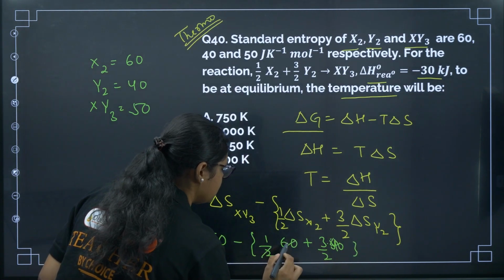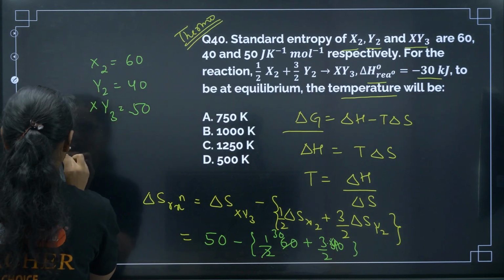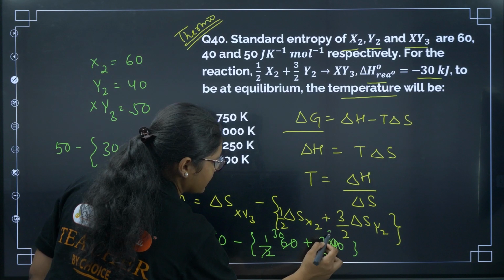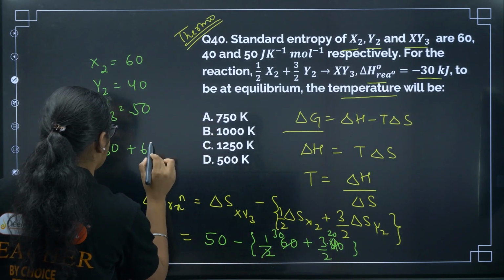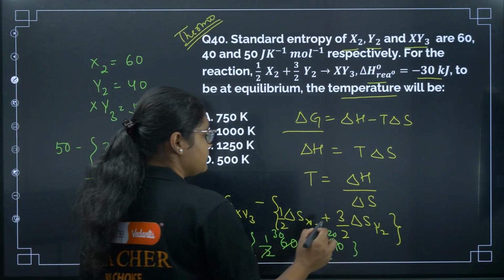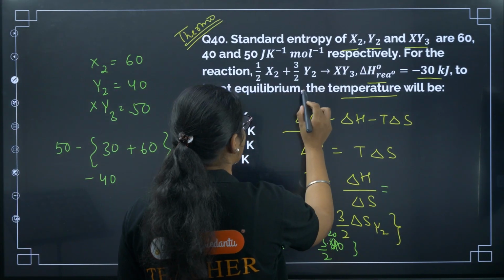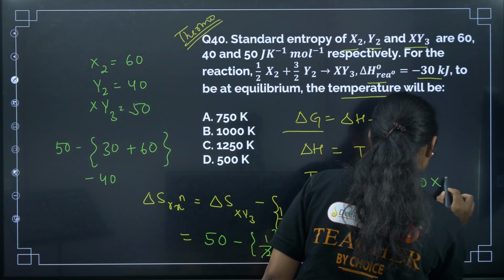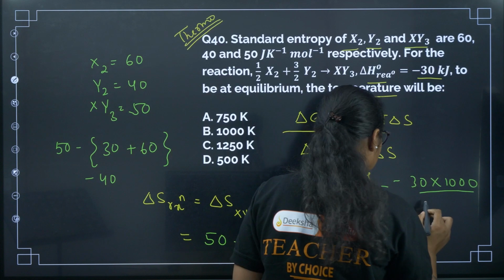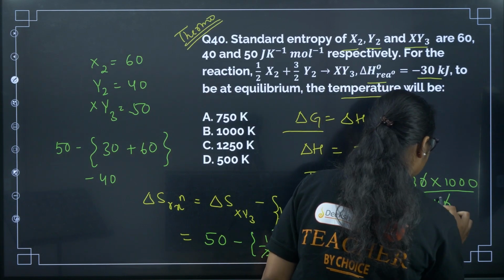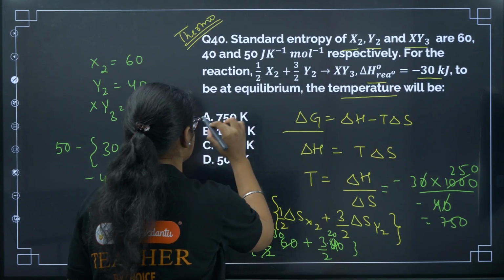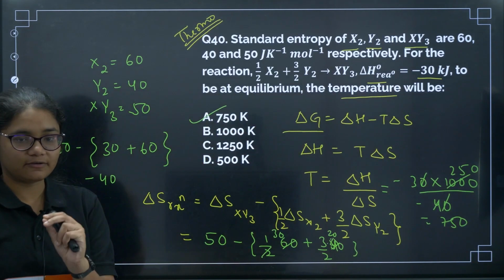Now this will be 50 minus 30, and here we will get 20, so again 60, so we'll get minus 40. Now we can substitute here. Delta H value is minus 30 into 1000. We have to convert it into joules, we should not forget that. And then here we have minus 40. Now if you solve this one, we'll get 750. So the correct answer for this question is option number A, that is 750 Kelvin.